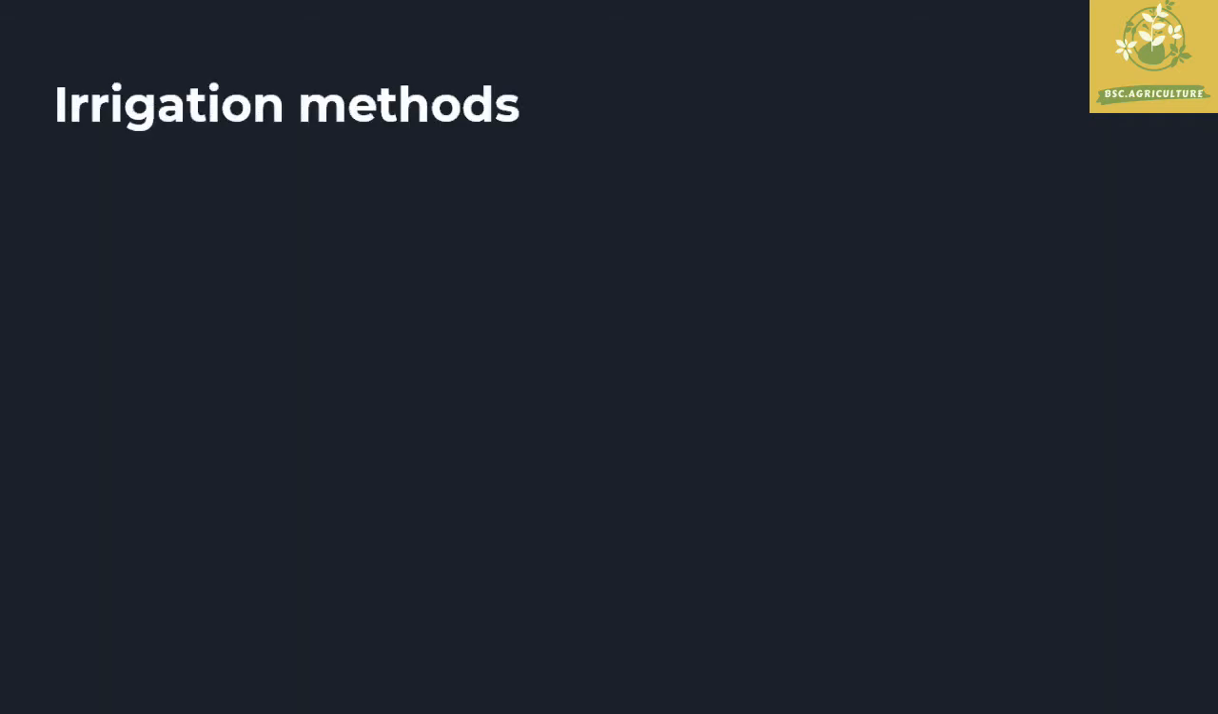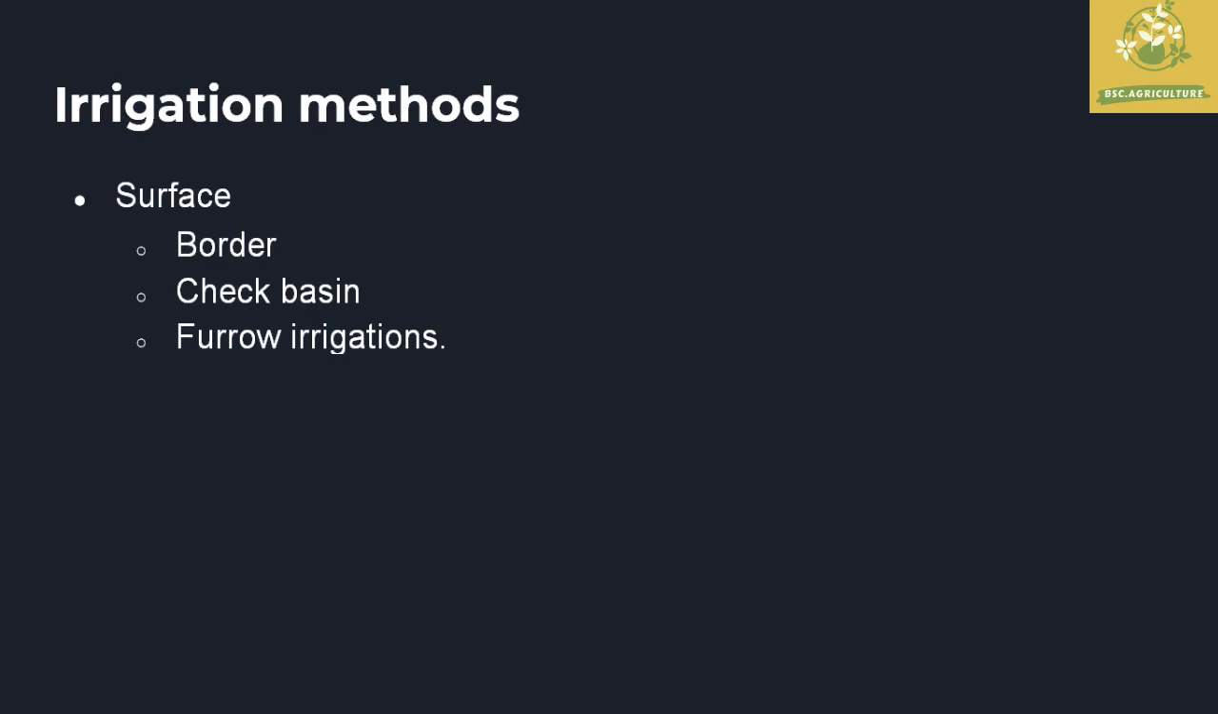And the different irrigation methods. In surface irrigation there are three methods: border irrigation, check basin irrigation, as well as furrow irrigation. The second one is subsurface irrigation, and the third one is pressurized irrigation, which we can also name as modern irrigation. I will tell about it in later slides.